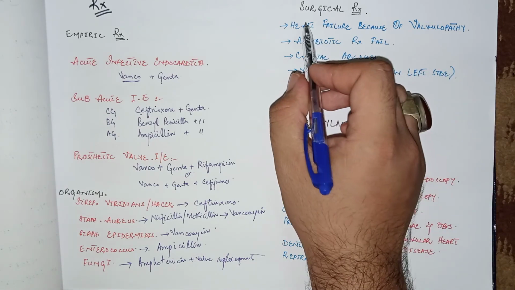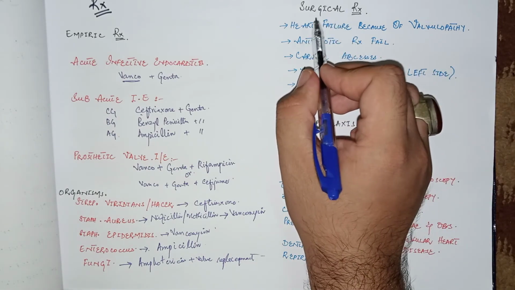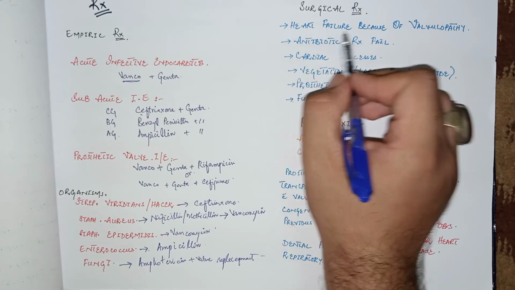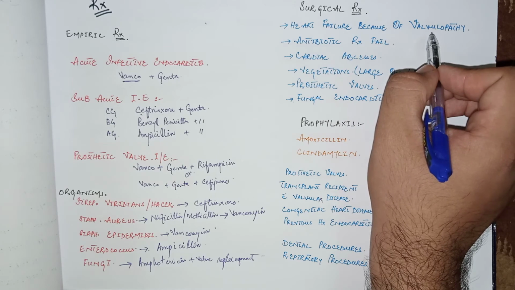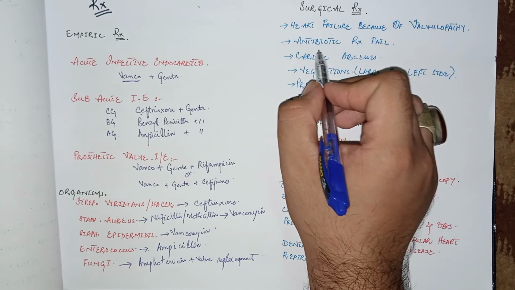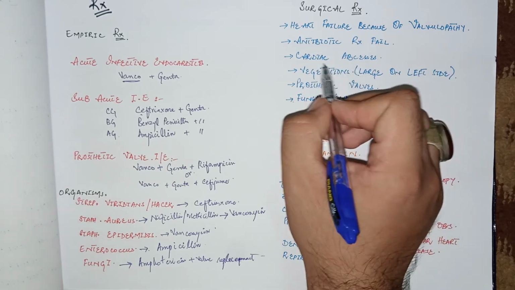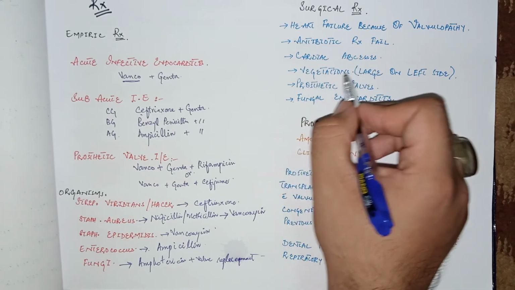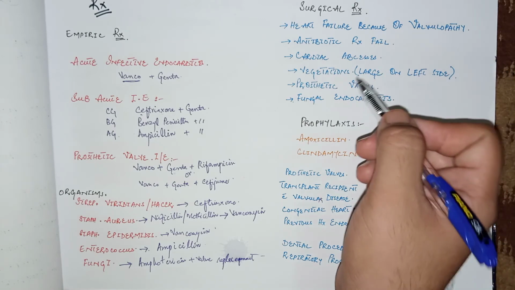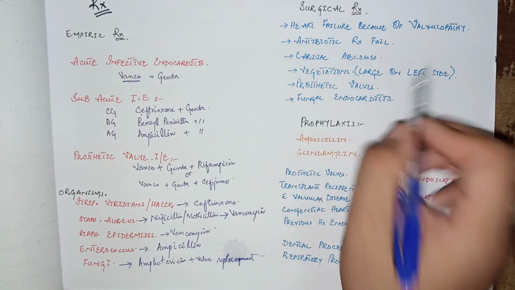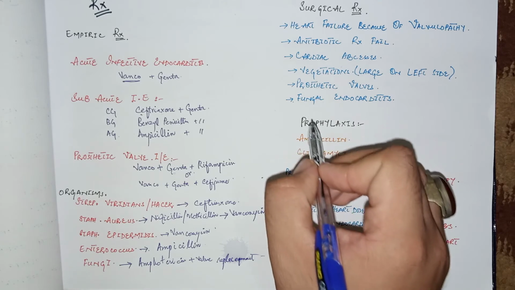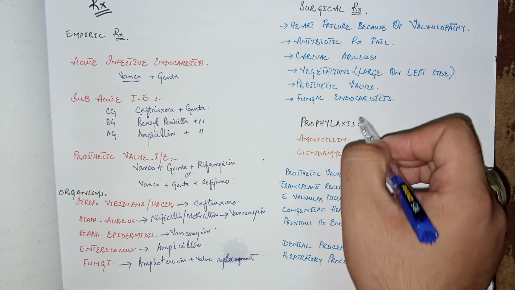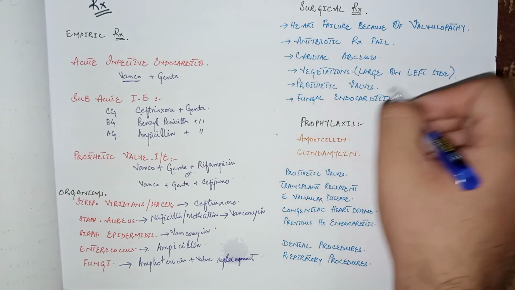Now come to the surgical interventions. Immediate surgical treatment is needed if the patient develops heart failure because of valvular diseases, and also if the antibiotic therapy has failed and the patient has endocardial abscess formation or large abscesses on the left side of the heart, and also if the patient has prosthetic valves in the heart, and also if the patient has fungal endocarditis. So immediate surgical interventions are needed in all these cases.